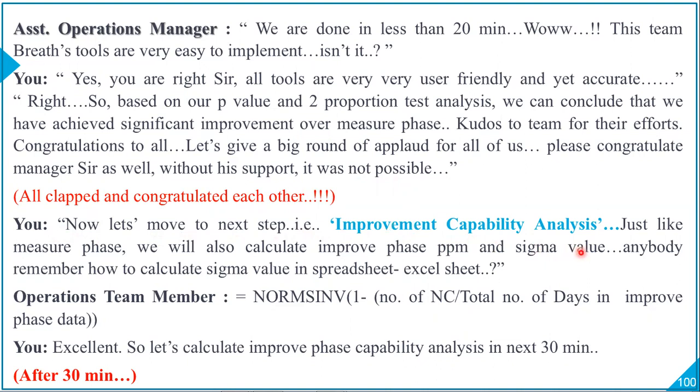Just like measure phase, we will also calculate improve phase PPM, that is parts per million, and sigma value. Anybody remember how to calculate sigma value in spreadsheet? One of the operations team managers mentioned: equals NORM.S.INV in bracket 1 minus number of NCs divided by total number of days in improved phase data. You responded, excellent. So let's calculate improved phase capability analysis in next 30 minutes.